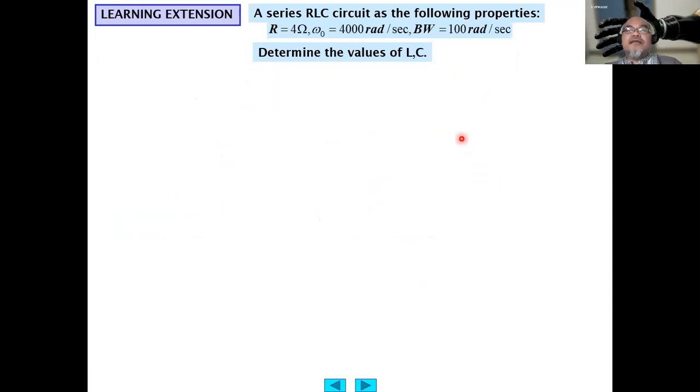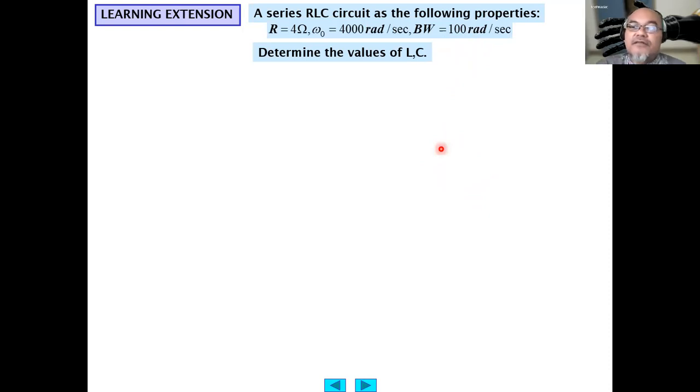Another example, a series RLC circuit with the following properties. When the resistor is 4 ohm, then omega 0, the resonant frequency, is 4000 radian per second, and the bandwidth is 100 radian per second. Now you are asked to determine the values of L and C, inductance and capacitance.